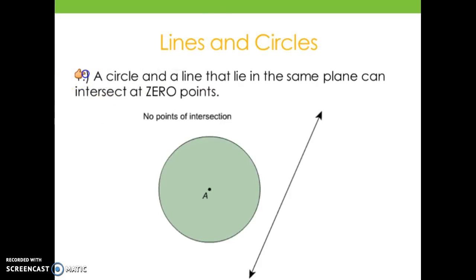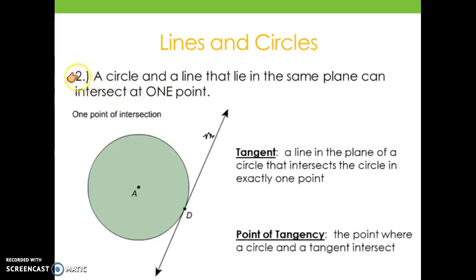So a circle and a line that lie in the same plane can intersect at 0 points, so there's no intersection. Two, a circle and a line that lie in the same plane can intersect at 1 point, so there's 1 point of intersection. Circle A, line M. We call this a tangent line.